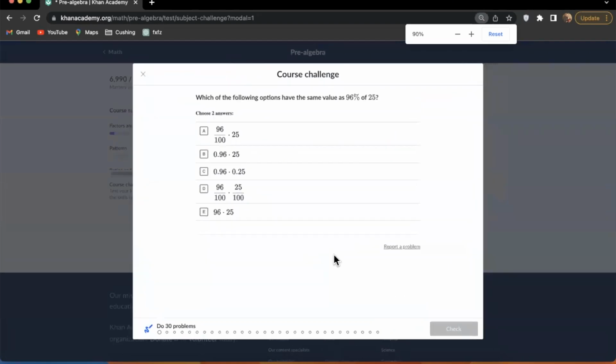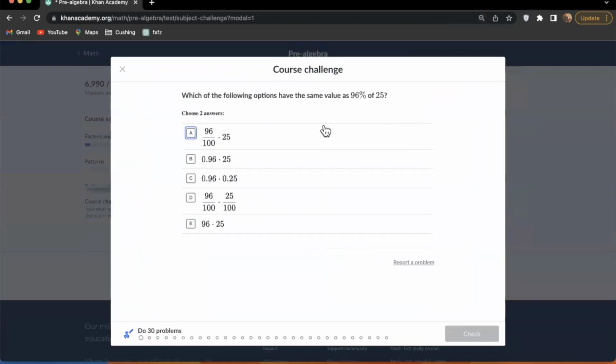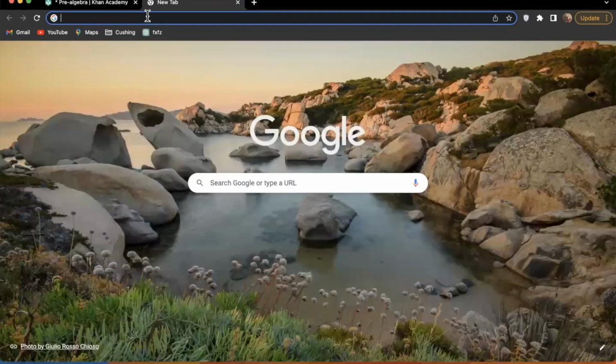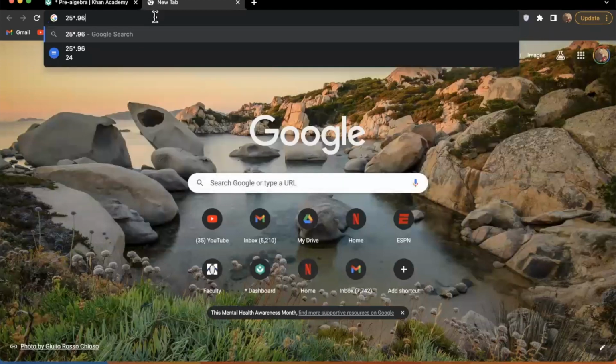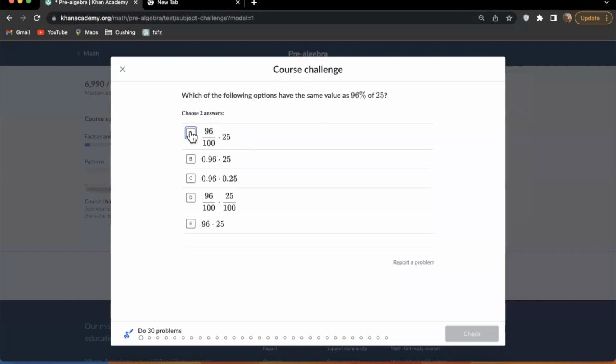All right. So this says, which of the following options have the same value as 96% of 0.25? If I want to find a percentage of something, so 0.96 of 25, I'm just going to take that number 25 and multiply it by 0.96. That's the decimal version of 96%. So I'm going to get 24. If you do 96 over 100 in your calculator, it comes out to 0.96. So this is the same thing, 96%. Percent literally means out of 100. So 96 over 100 is 96%.